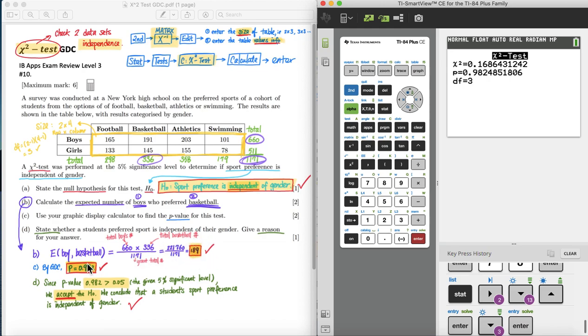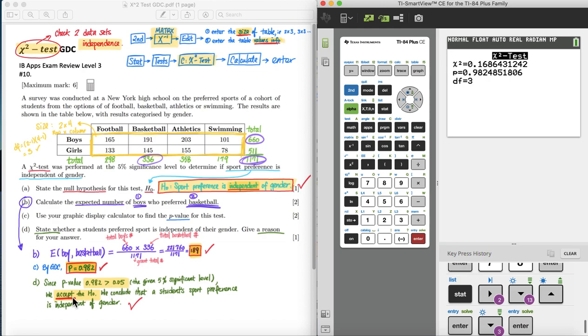Now, with the fancy calculator, we get the p-value 0.982. How do we make a conclusion? This p-value is compared with the significance level. Remember, we can change the significance level to a decimal. So 5% is 0.05. So 0.982 is bigger than 0.05. Think about the probability: when you have 98%, that is way bigger than 5%.